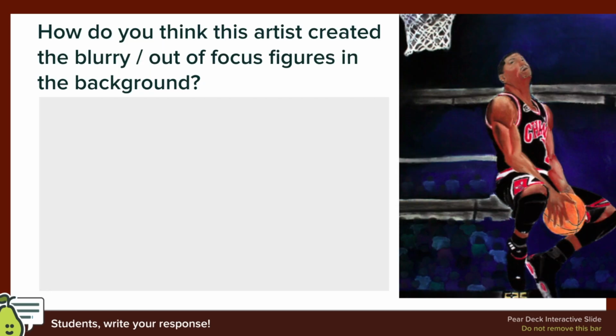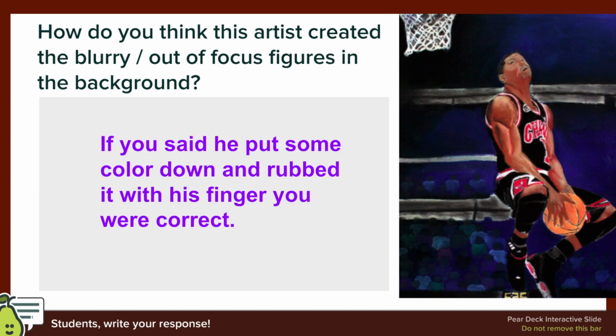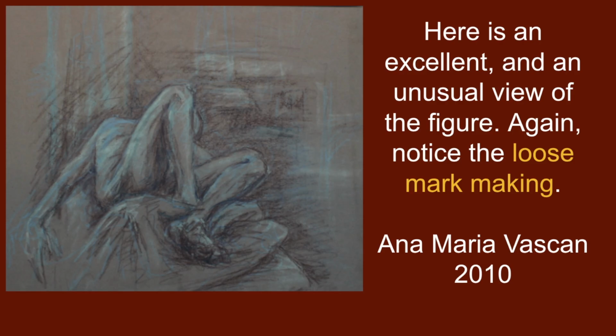So this question is, how do you think the artist created those blurry figures in the background? If you said they put some color down and then rubbed them with your finger, you're correct. They really did need to keep them into the general shapes of the figures, and they had to think about making them smaller compared to the player that's going up for the dunk. So this is another example of loose mark making.